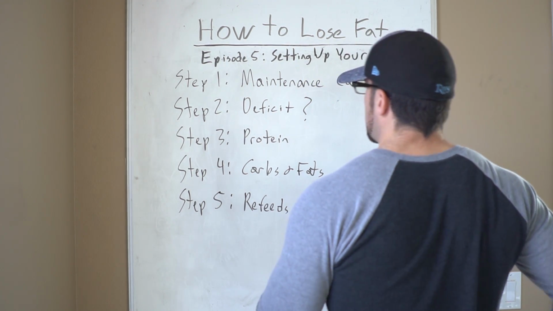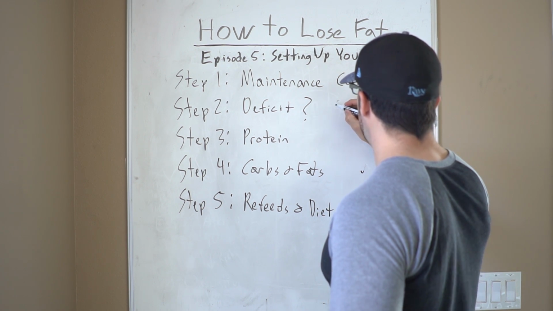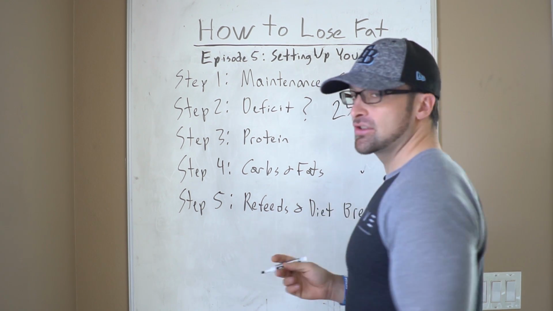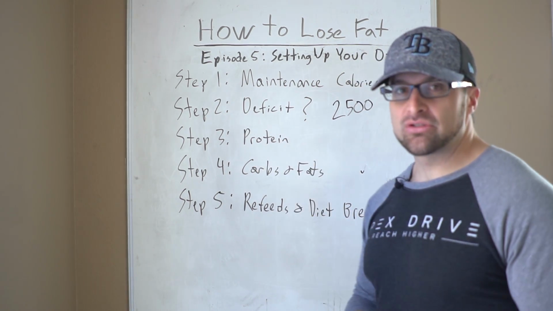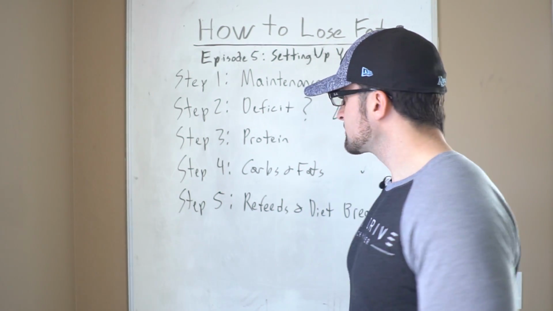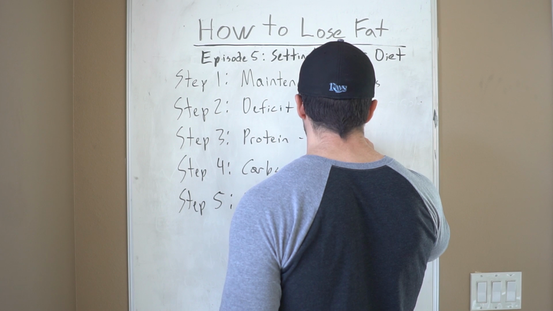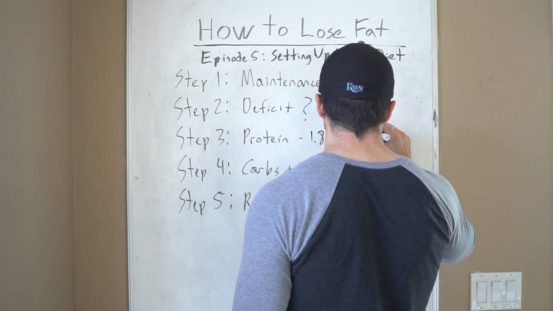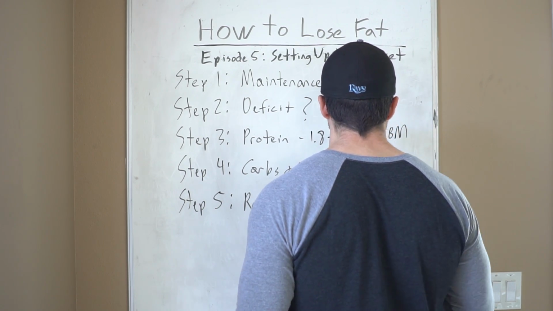So I would have managed to calculate my deficit and my average calories, right? So on average, it's probably around 2,500, let's just say for the sake of argument. How do I distribute those calories, right? Now we have our protein, carbs, and fats that we need to figure out. Well, protein can be anywhere from 1.8 to around 2.8 grams per kilogram lean body mass.